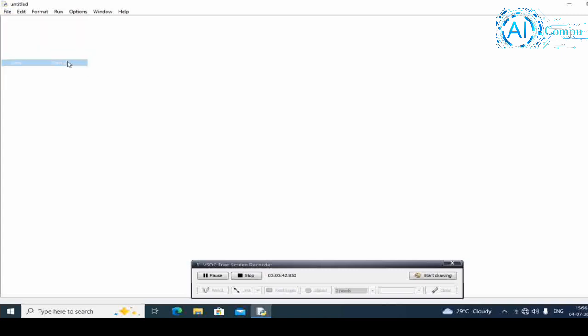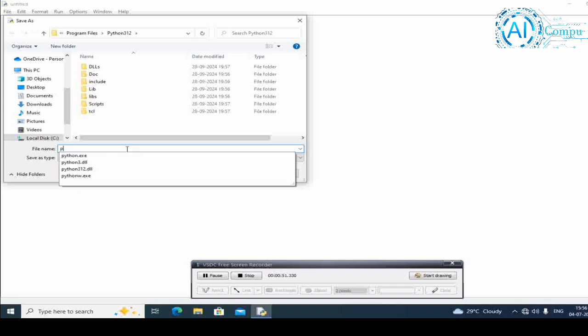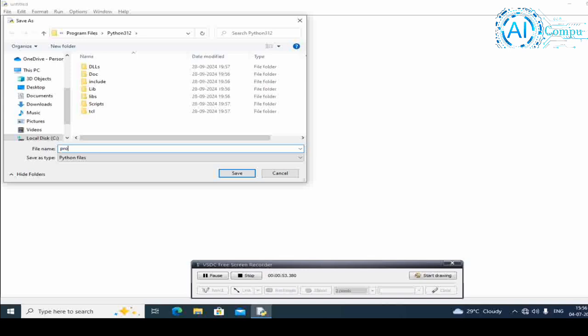Since it's a profit and loss code, I will just write pro and loss. You can write anything. One main thing: always use the extension .py for saving Python files. Okay, save it.